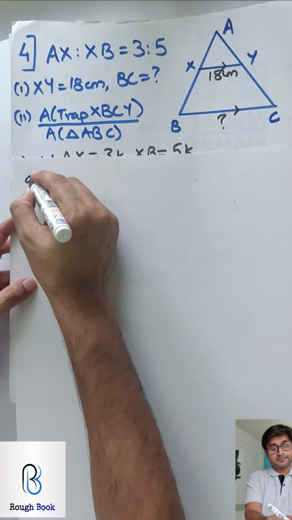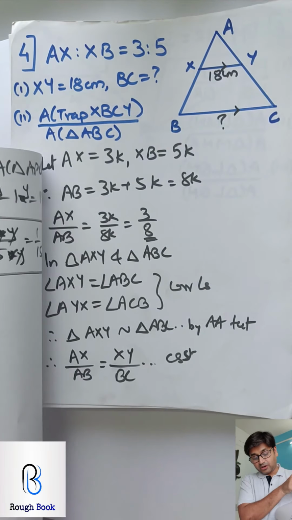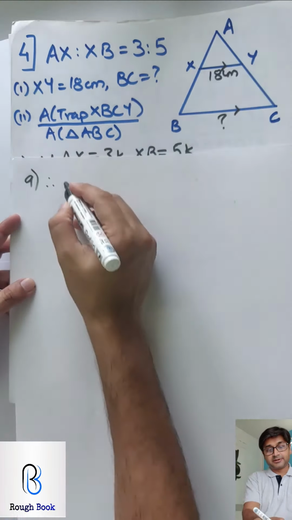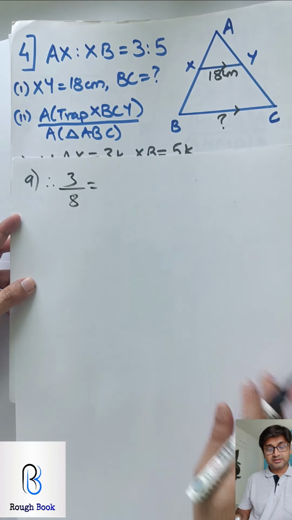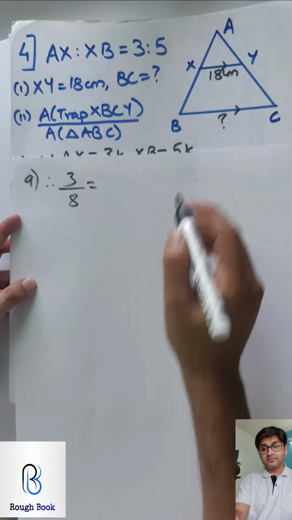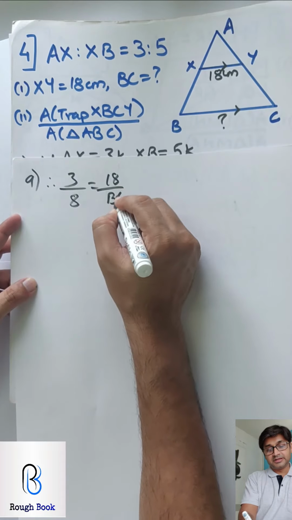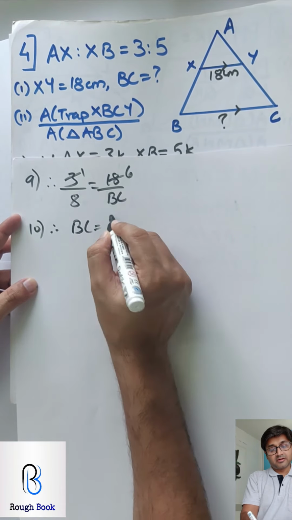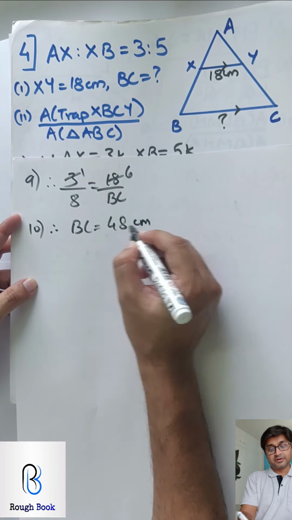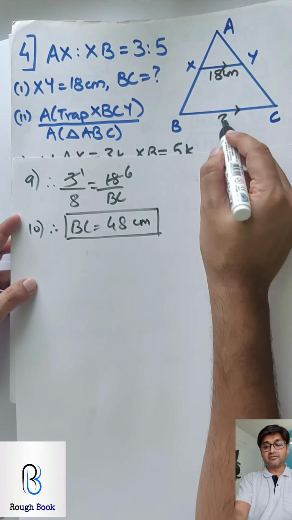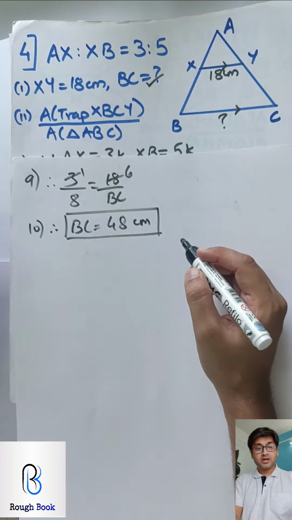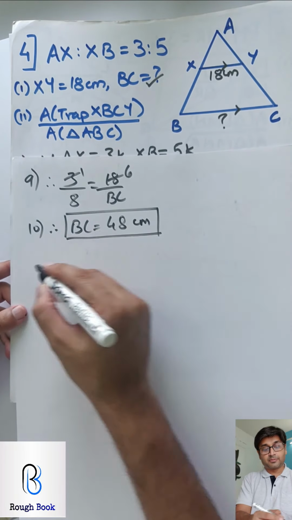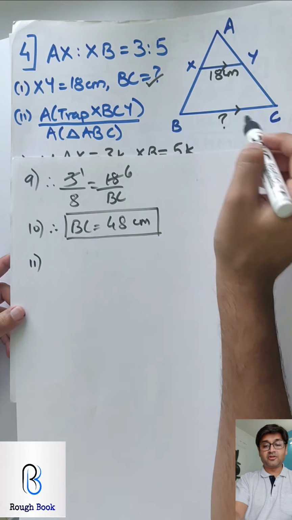Step number 9. Therefore, AX upon AB is 3 by 8, equal to XY, which is 18, upon BC. So 3 eights are 24, cross multiply, 48 centimeters. So we managed to get the value of BC. So this is sorted. Now you need to find the area of this trapezium ratio area of ABC.